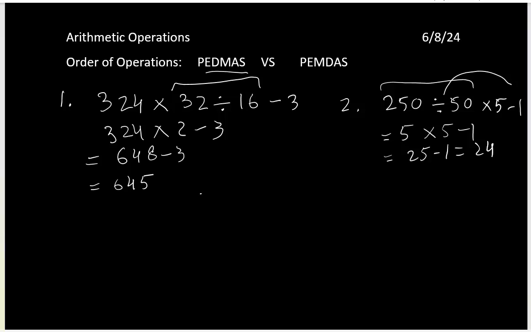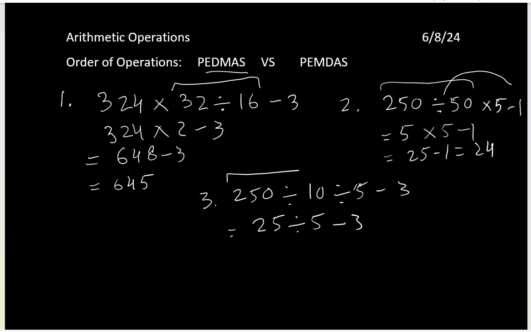I'm taking you to the next example, number 3. You can have 250 divided by 10 divided by 5 minus 3. So when you have that kind of two divisions coming, you need to follow from left to right. So first you do 250 divided by 10, which is 25, divided by 5 minus 3. So then you get 25 divided by 5 is 5, 5 minus 3, that gives me 2, and we are done.